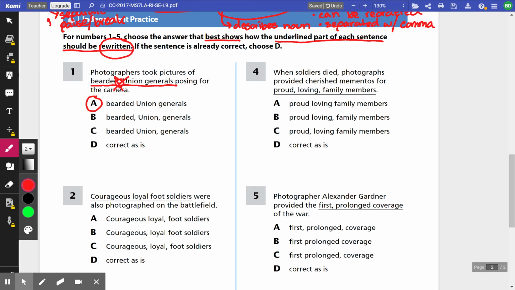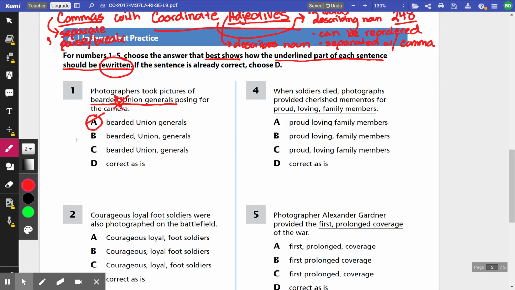Now, answer choice B has a comma between "Union" and "generals." Now, we wouldn't put a comma between "Union" and "generals," right? Because "generals" is not even an adjective. Generals are nouns. So we know that B cannot be correct.